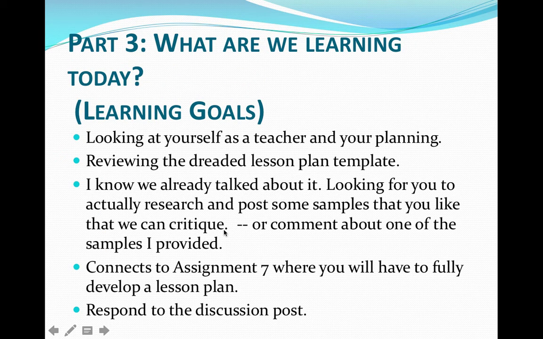Then part 3 is getting a little bit more narrow into the actual learning goal for the day. So looking at yourself as a teacher and your planning, you're going to review the lesson plan again, but you've already talked about those. So what I want you to actually do is find a sample lesson plan, and hopefully this is going to connect to your actual assignment 7. You're going to find something you can use for your unit. And then critique it, comment on it, like you're actually mining, looking for resources, things that you can use for your unit plan, and uploading that with some critiques. And then hopefully you're actually going to take that and redesign it for your assignment 7.